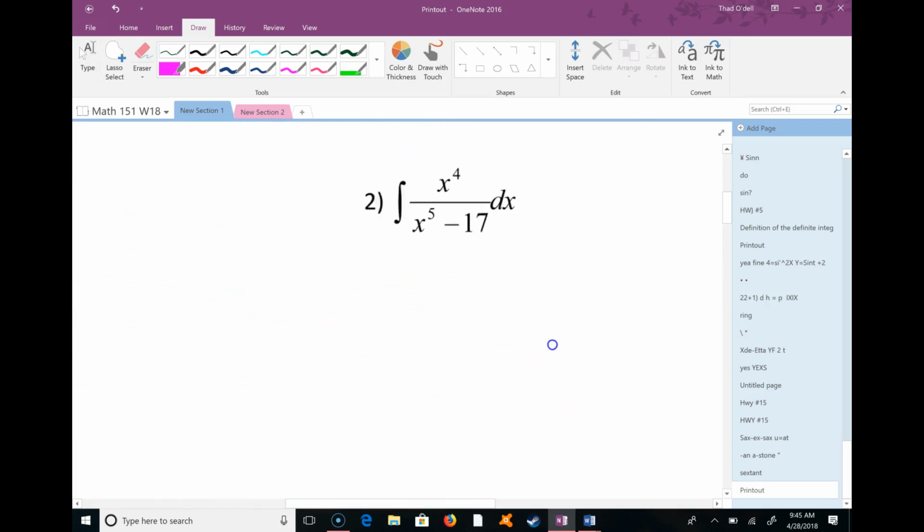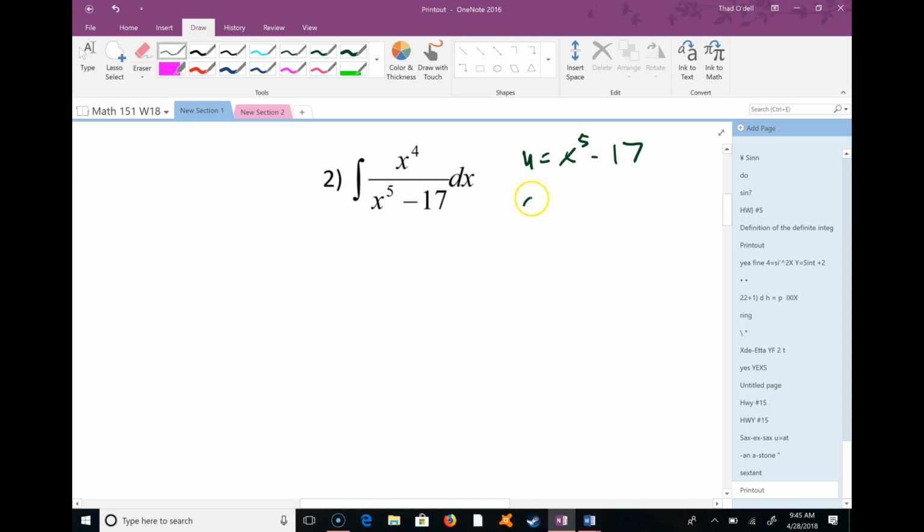Okay, moving right along to number 2. Once again, I think we talked about this one in class, but you notice that there isn't really a clear inside-outside here, but I do notice that x to the 4th is pretty close to the derivative of x to the 5th minus 17. So that gives me the idea to let u equal x to the 5th minus 17. And then we know du is 5x to the 4th.